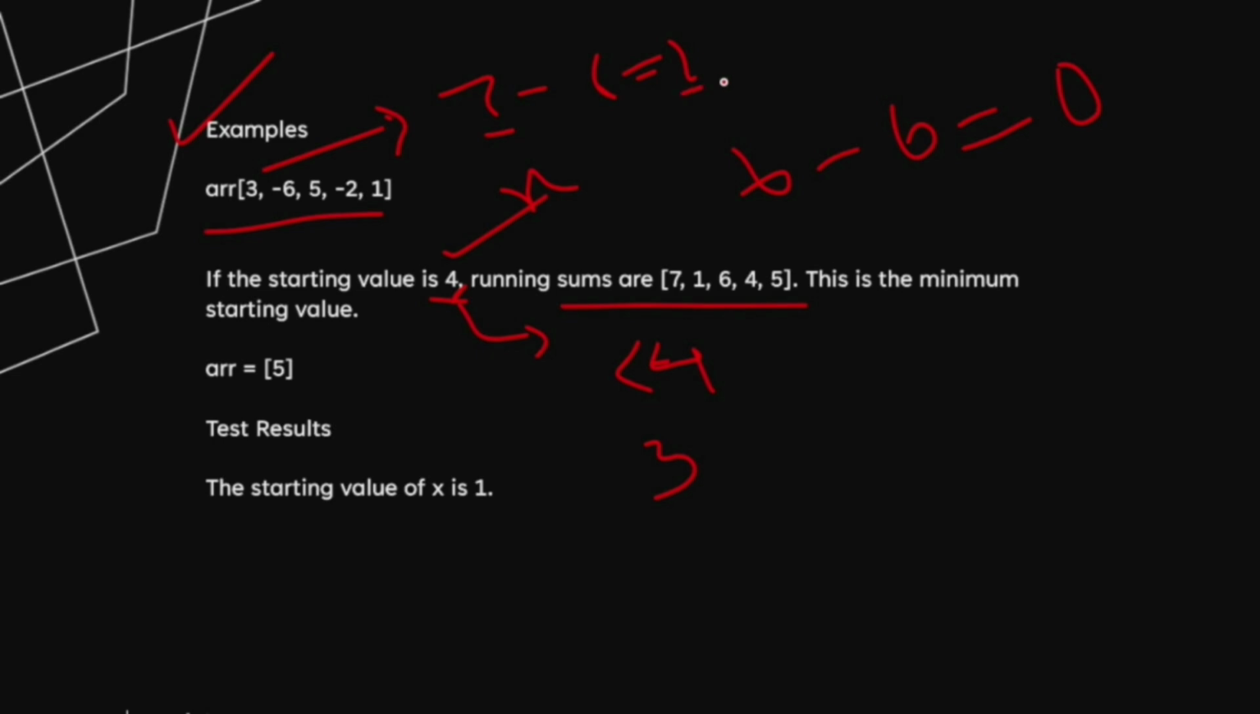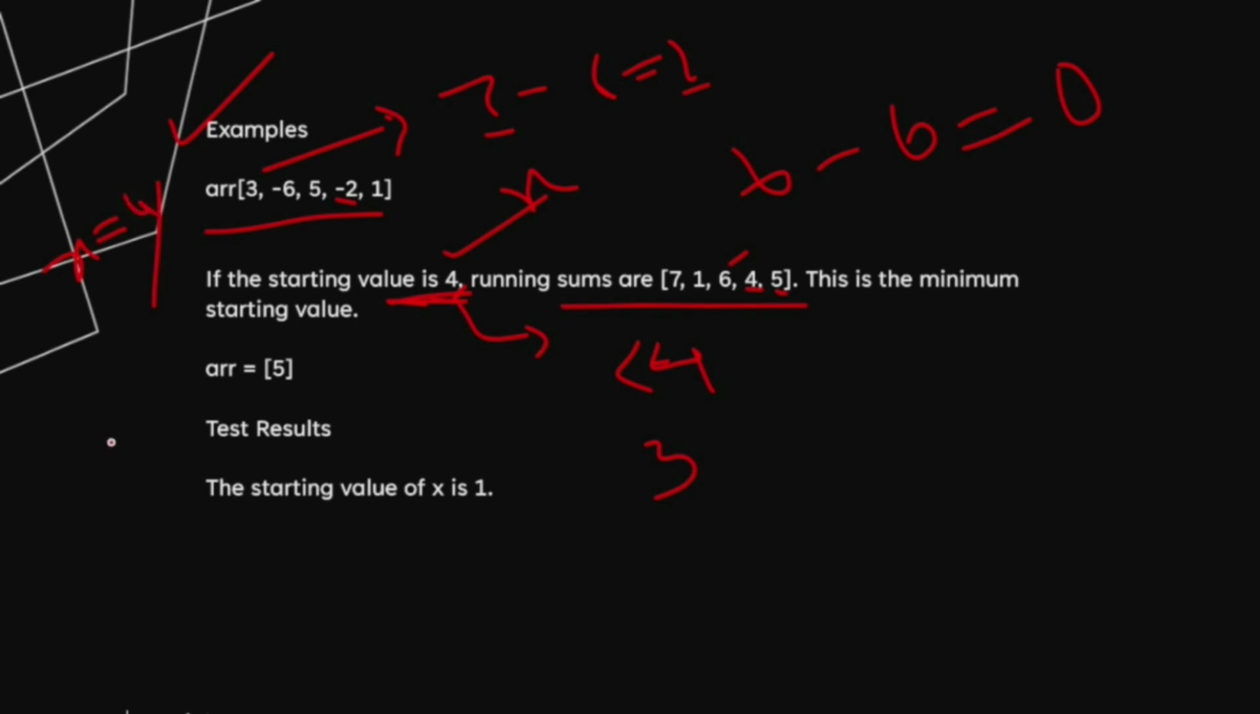So now it is 1, then 1 plus 5 is 6, right? And 6 minus 2, what is the value? 6 minus 2 is 4. Yeah, 4. 4 plus 1 is 5. Okay, now our starting value is 4. So for this example our x value is 4.